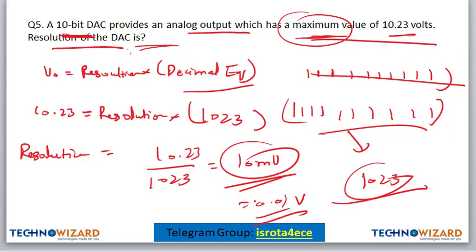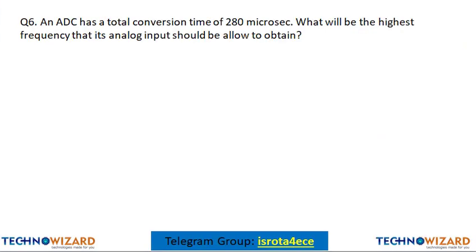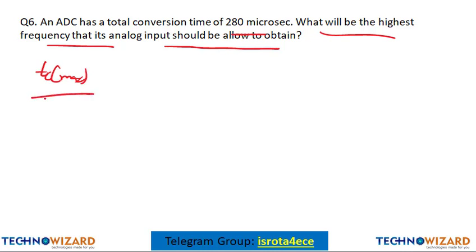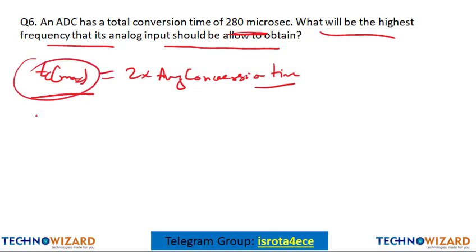Now next question, question number 6. An ADC has a total conversion time of 280 microseconds. What will be the highest frequency that its analog input should be allowed to obtain? Okay, so let's do this question. Now, we know that for an analog to digital converter, the highest frequency that the analog signal can contain is related to T max, which is equal to 2 into the average conversion time. The conversion time is given as 280 microsecond. Okay, from here we can find our F max.